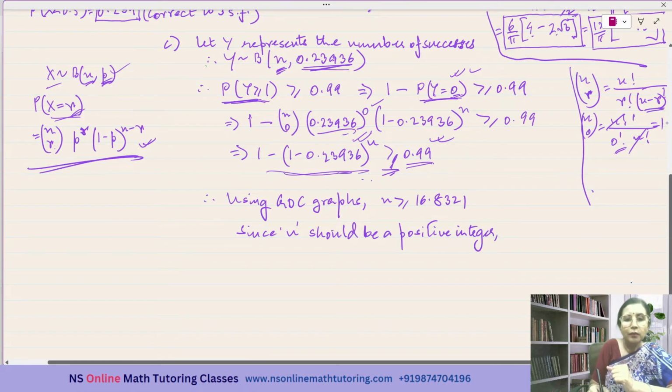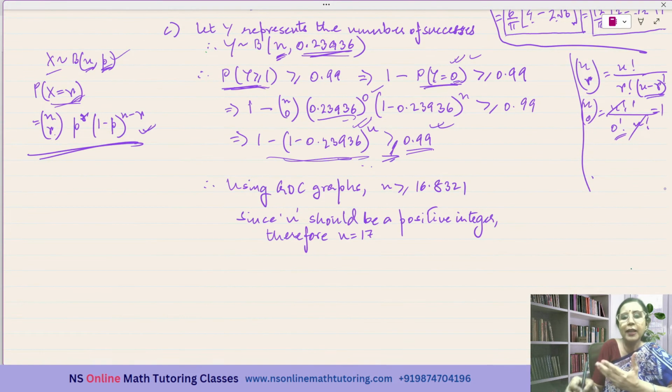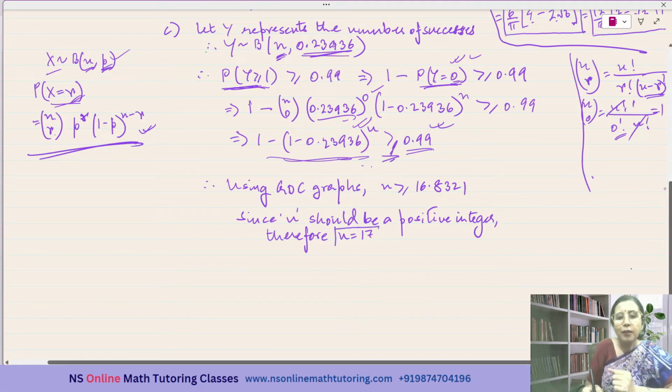Therefore, n is equal to 17. They have asked for the least value of n, the least number of trials, okay? Because I can give the n value as 17, 18, 19, all of them are above 16.8321. But I had to give the smallest value. So this will be our answer for the subpart C.